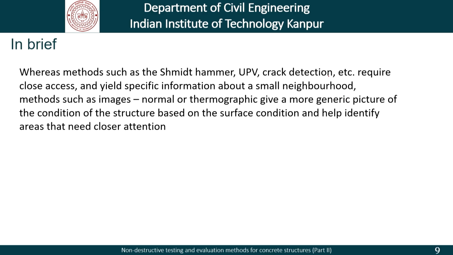So, moving forward, what we have done is methods such as the Schmidt hammer, the UPV, crack detection and so on, that require close access and yield specific information about a small neighborhood. But methods such as images, which could be normal or thermographic, give a more generic picture of the condition of the structure based on the surface condition and help us identify areas that need closer attention or examination.